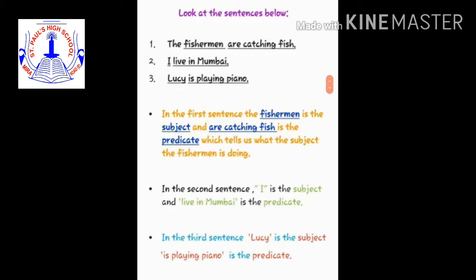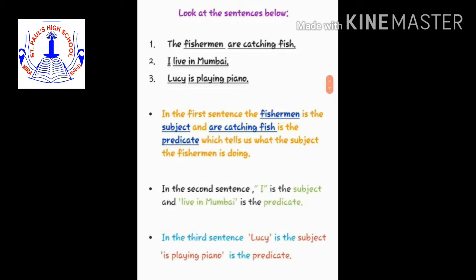What am I talking about? Myself. Where do I live? I live in Mumbai. So students, what is a predicate? In the second example, "live in Mumbai". So we are going to underline "live in Mumbai".